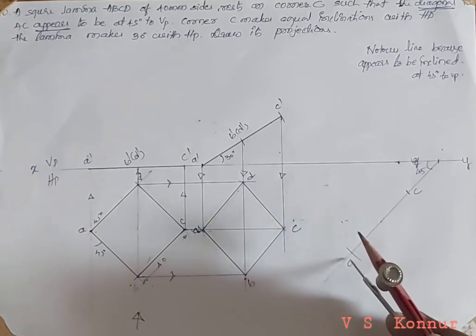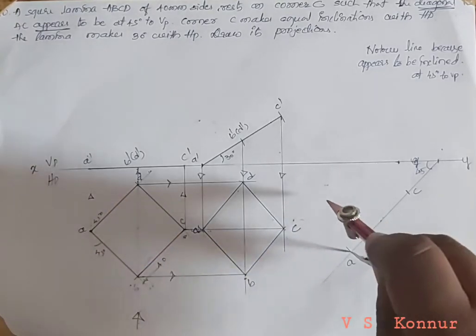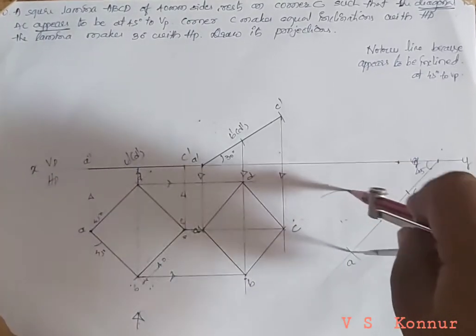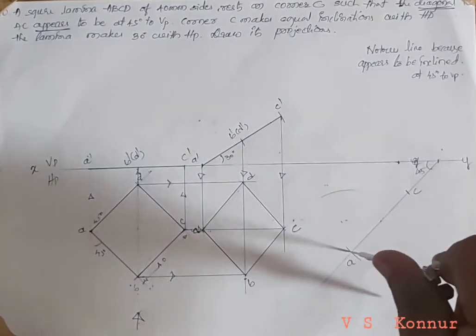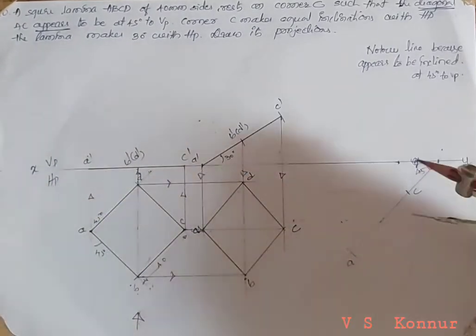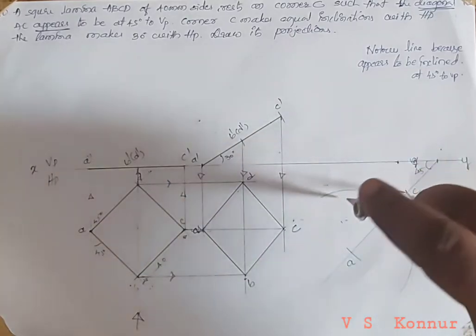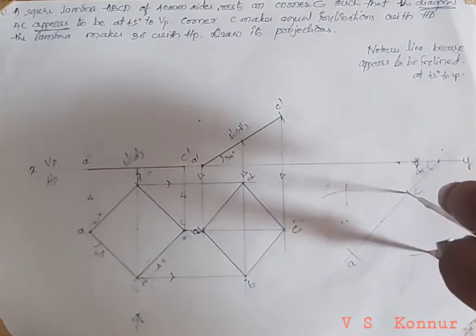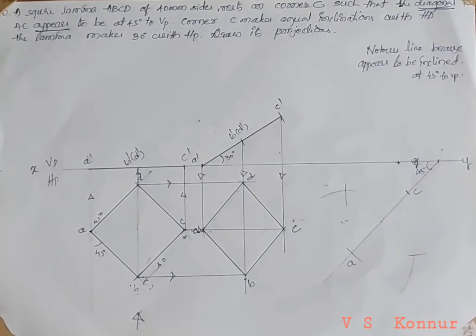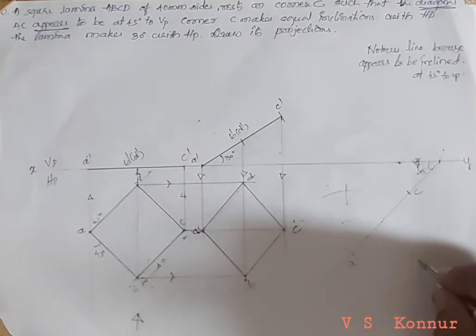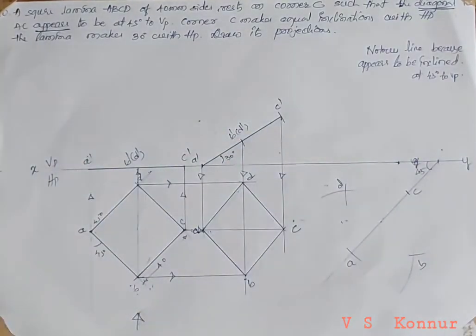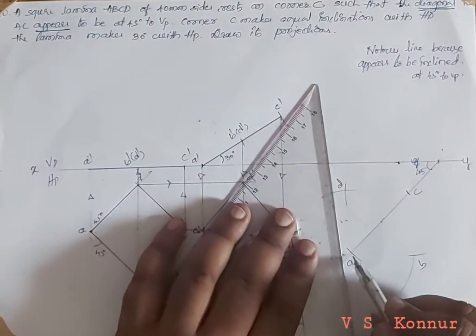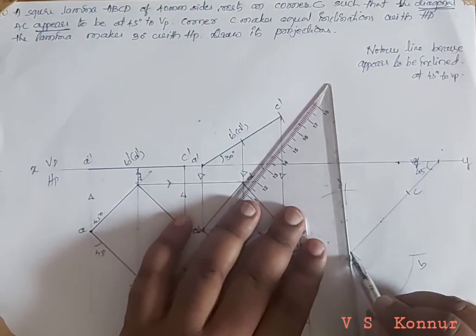So we'll construct, we'll draw arcs on either side. From A point two sides, from C point two sides. So we'll get another two points. So this is B, this is D. Now join these ABCD points.